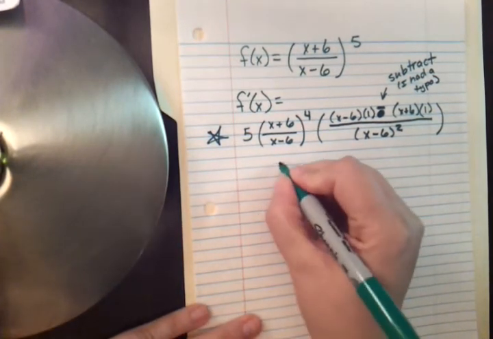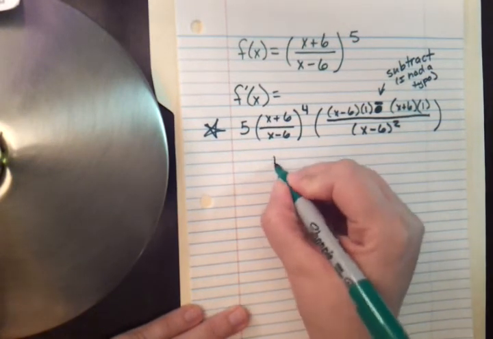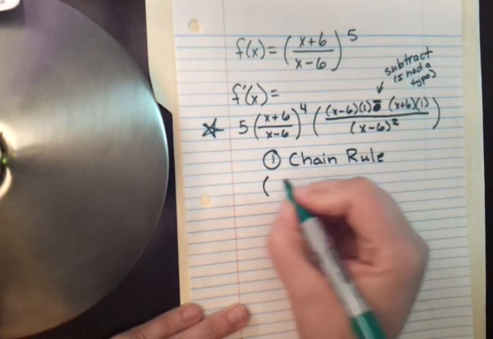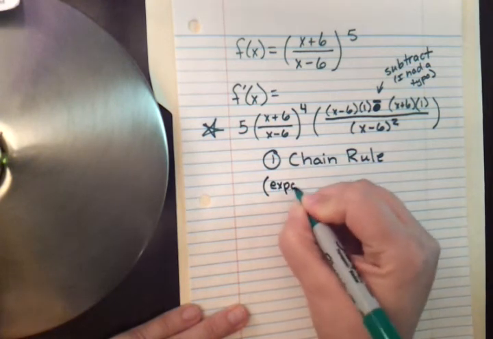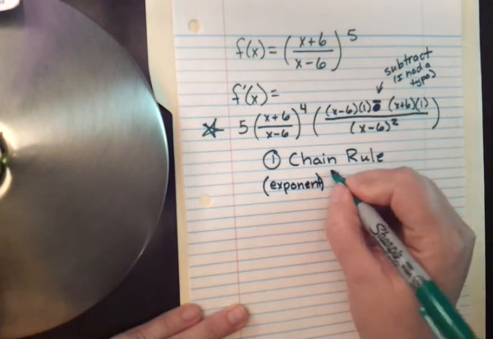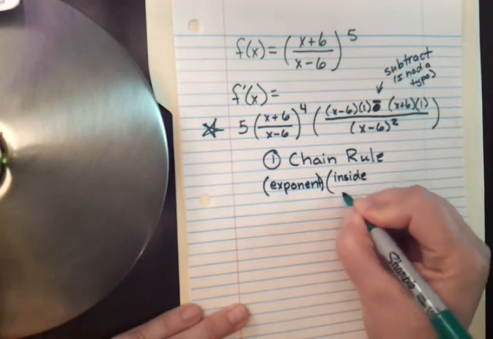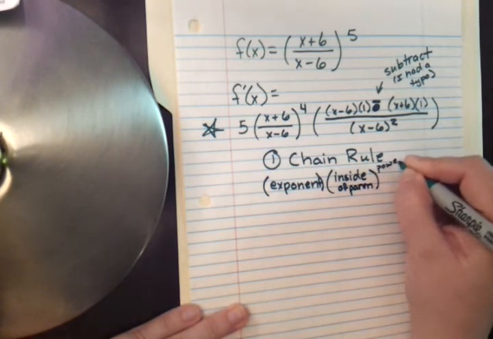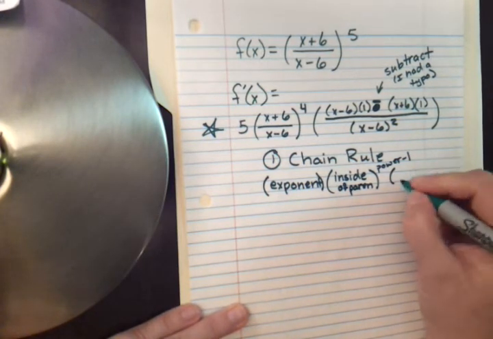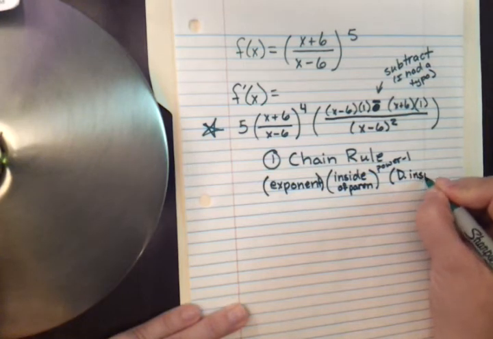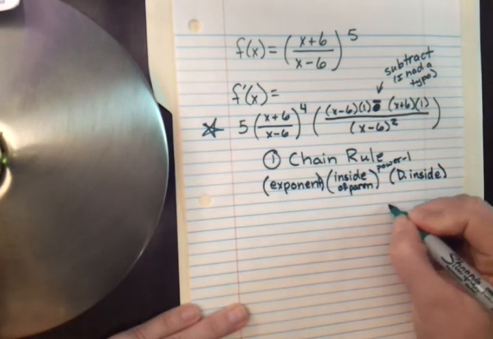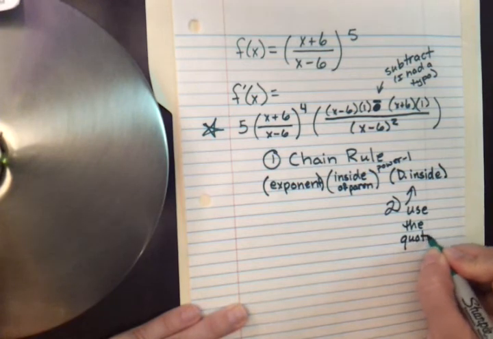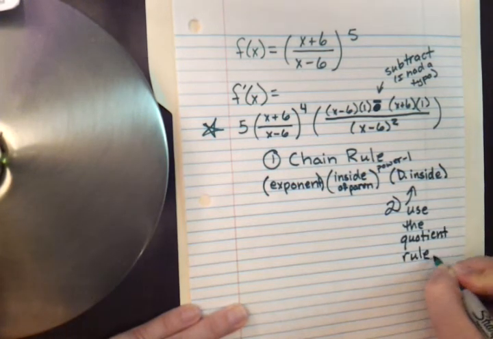And I'll actually write them down here. So if you wanted to just kind of look at this picture and figure out what we did, the first thing we do is chain rule. Okay, so that's going to be the exponent times the inside of parentheses, and that's to the power minus 1, and that's multiplied times the derivative of the inside. Okay, and to find the derivative of the inside, this was step 2, use the quotient rule. Okay, so that should be it.